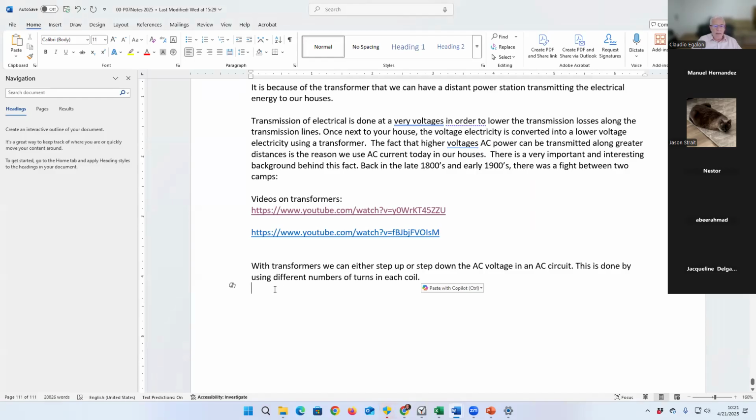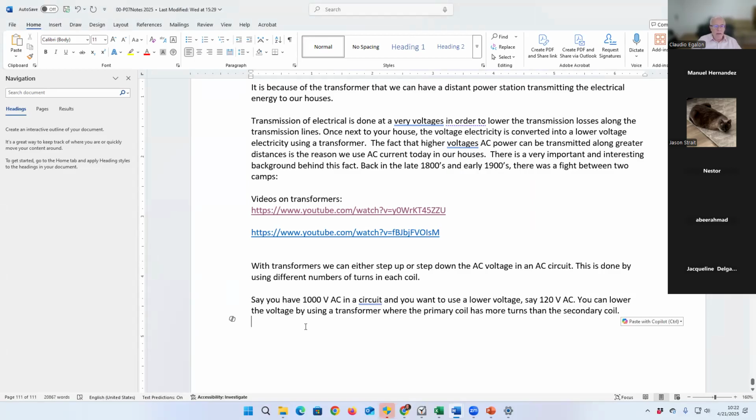So, here you go. Transformers can either step up or step down the AC voltage in an AC circuit. This is done by using different numbers of turns in each coil, right? So say we have 1,000 volts AC in a circuit. Don't forget the AC current is being provided by a generator.